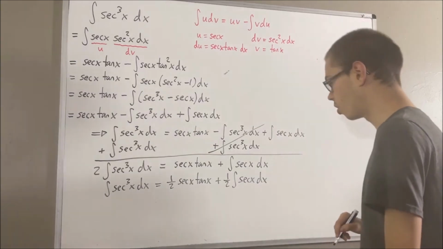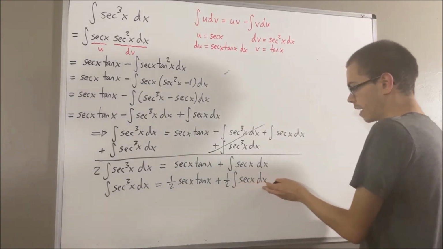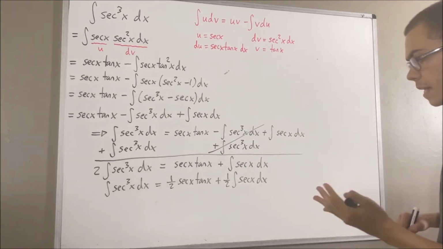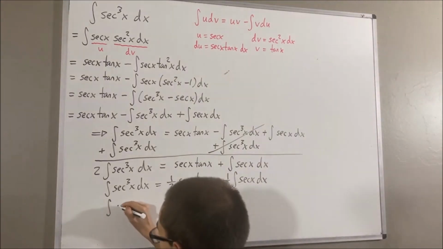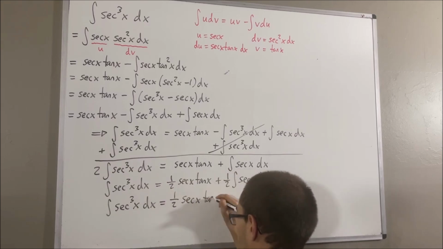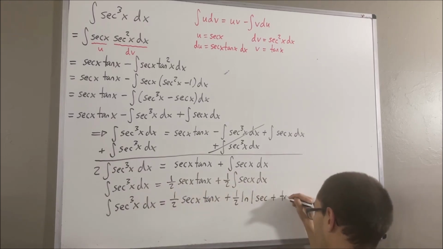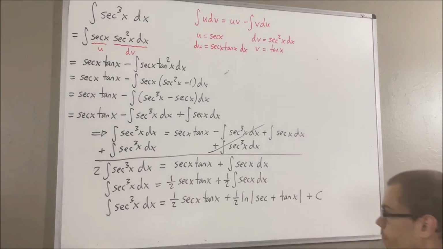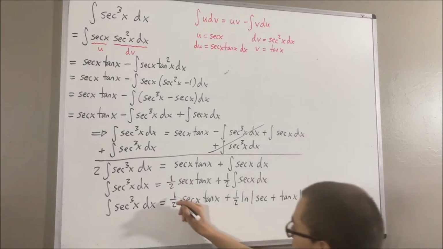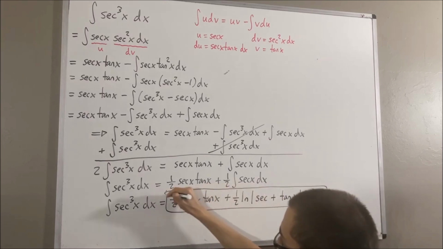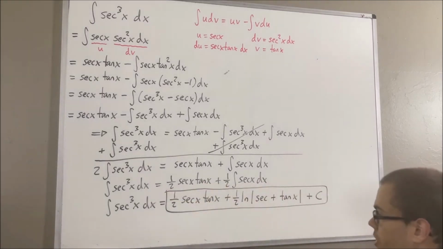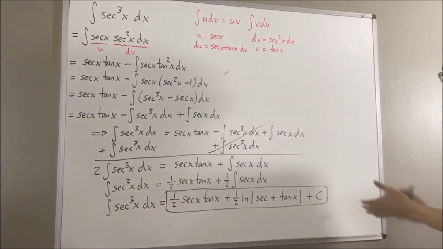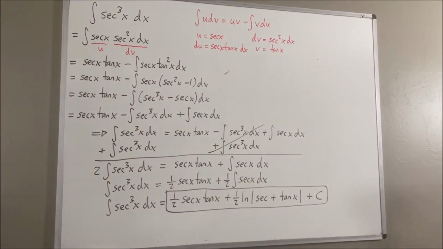And then, if you recall, the integral of secant x dx is just the natural log of the absolute value of secant x plus tangent x. And at this point, let's add our constant of integration, plus C. So this is our final answer. So the integral of secant cubed of x is this. And so yeah, that's pretty much it for this video.